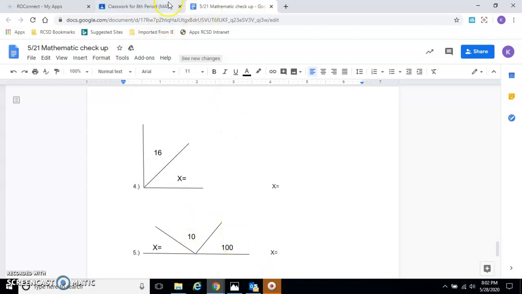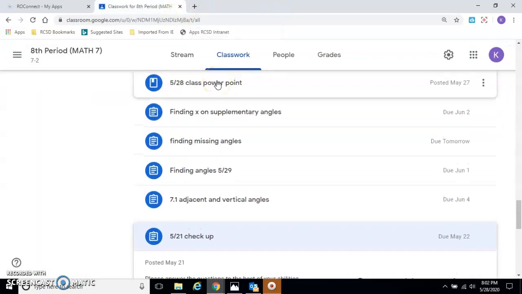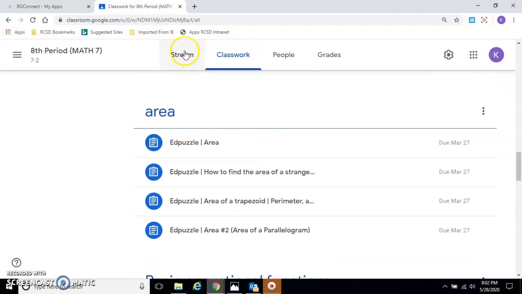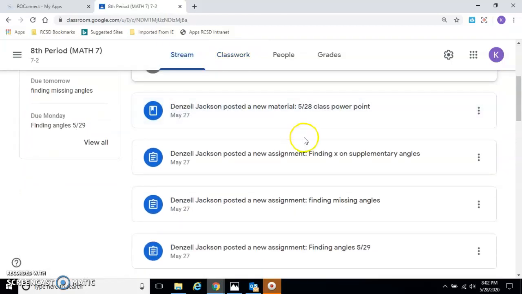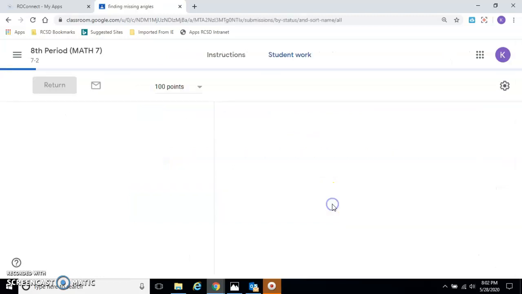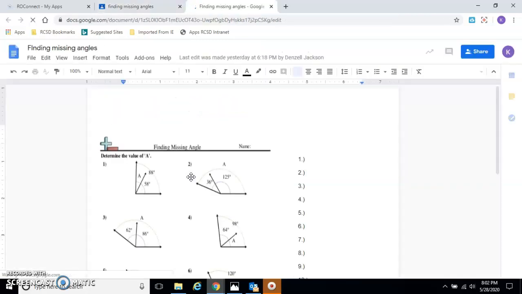Okay, when people were done with that, then we came back into Google Classroom and we worked on, I'm going to go to the stream again. Finding the missing angles was the next thing we did. So this is a Google Doc, and this one's kind of tricky too. But now you're going to look at this first one here. We're given this, you see this arc here, this represents this space here. This is 58 degrees. This is this angle here between these 2 lines.